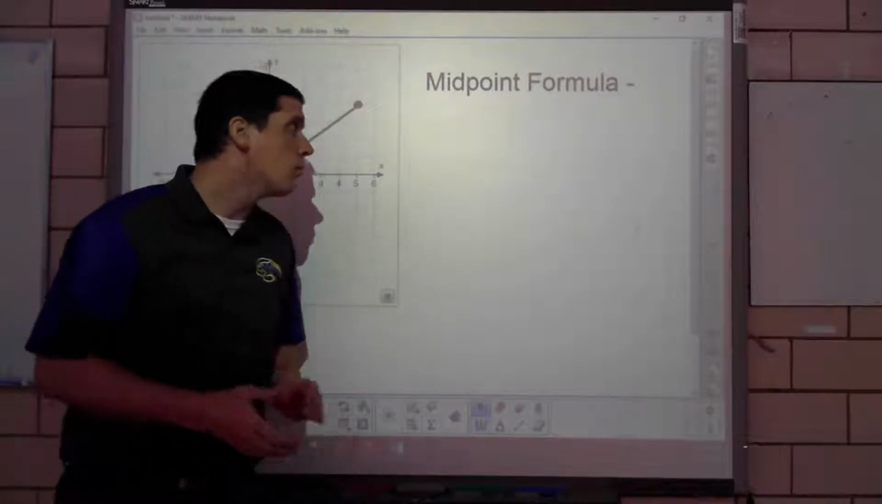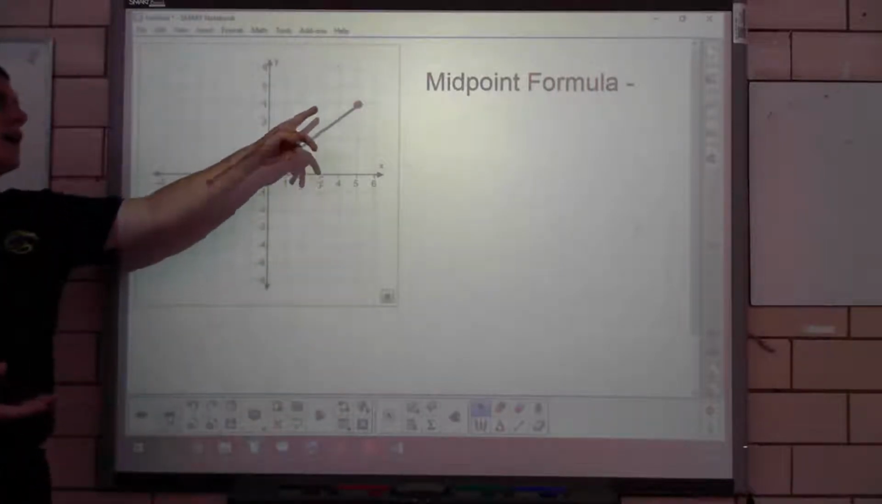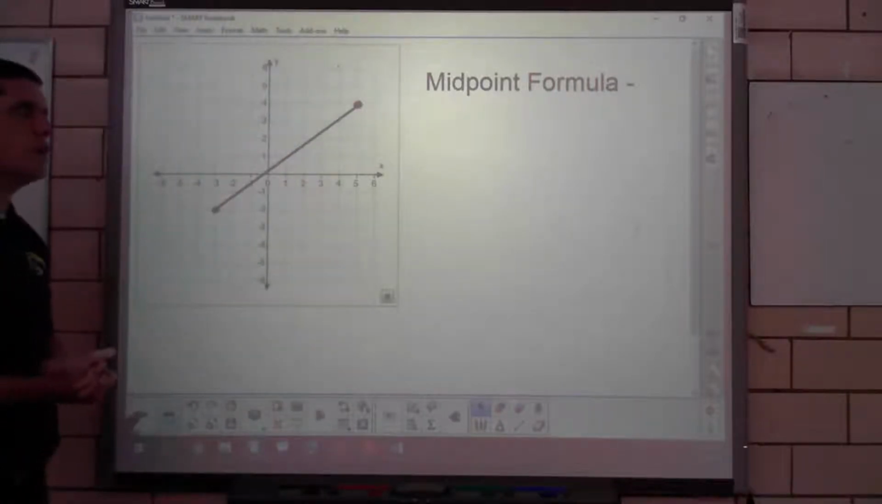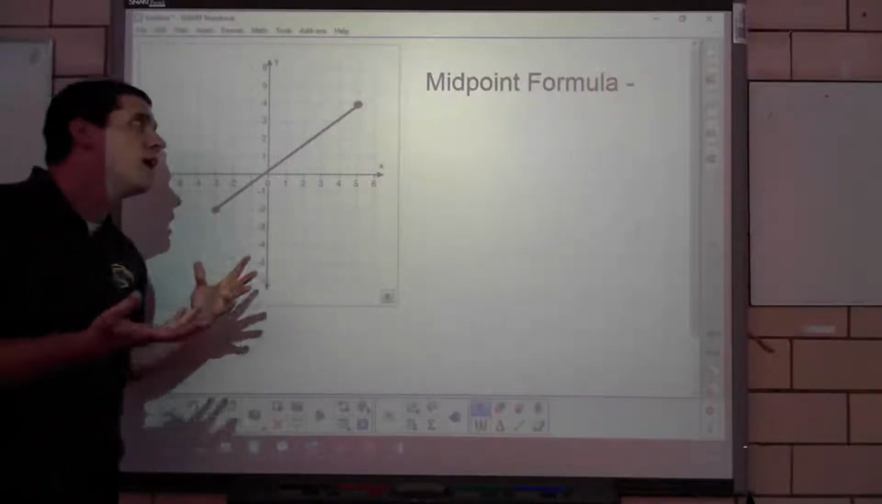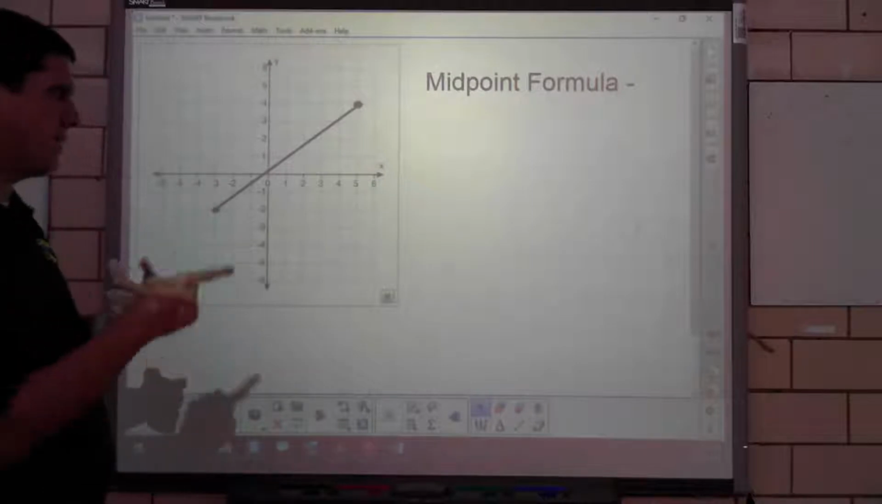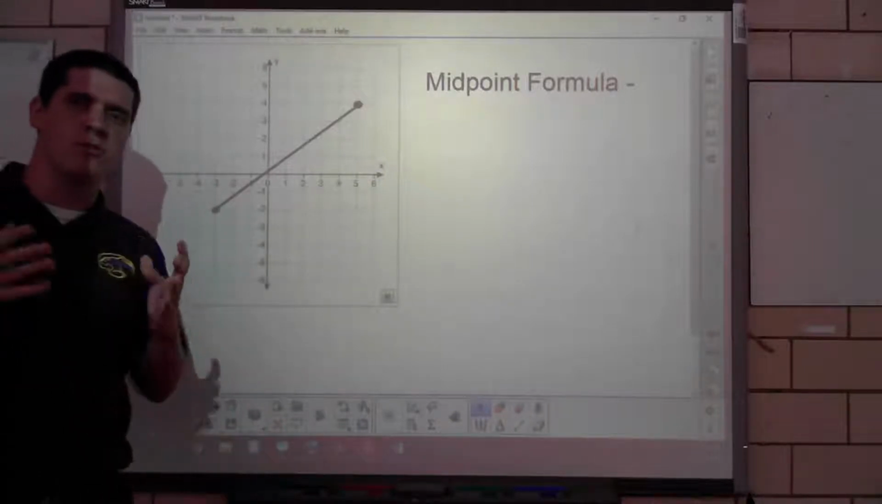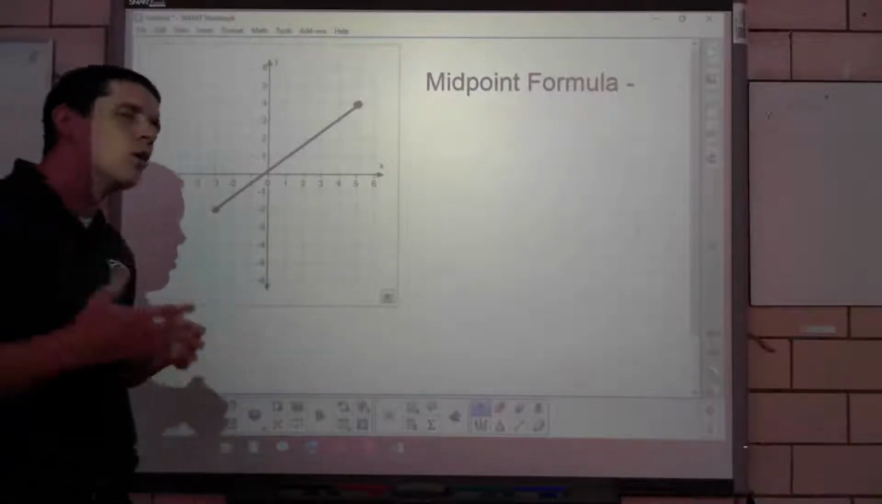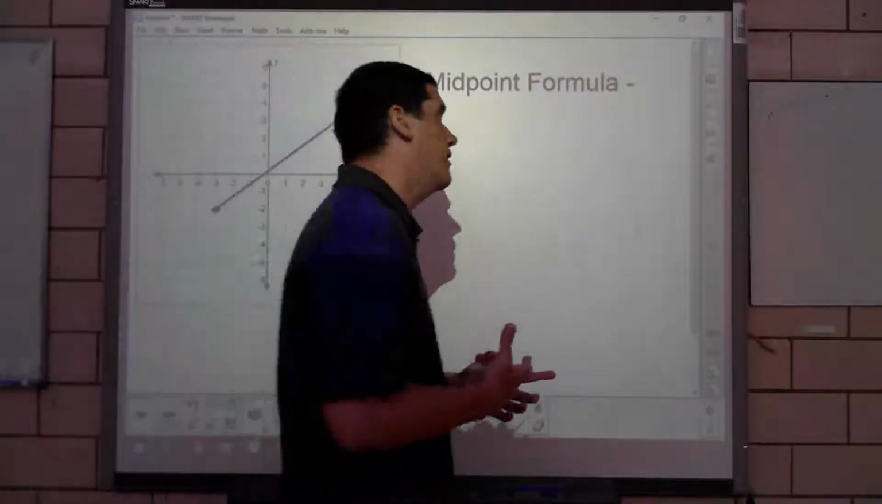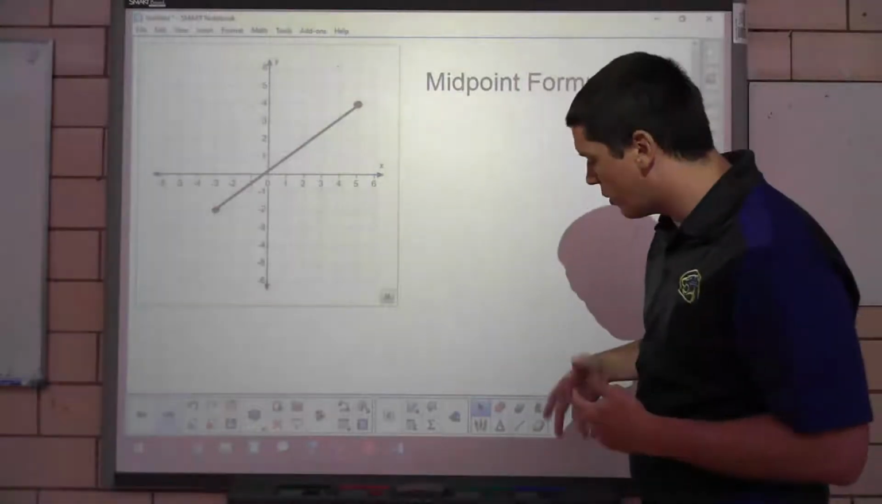So if we have a problem like this right here, and we want to find the midpoint. Now we could just maybe guess, and maybe looking at that picture, you can go, well, I think I know where it is. But we want to make sure that we're accurate. In math, we always want to make sure we're accurate. We don't want to say, I guess that's it. We want to make sure we know for a fact that that's it. So luckily, we have a midpoint formula.